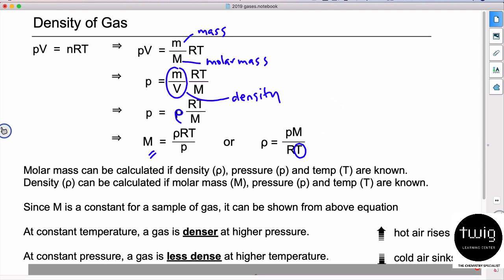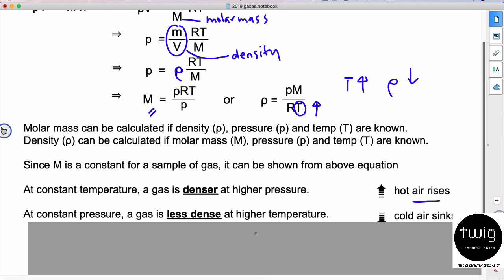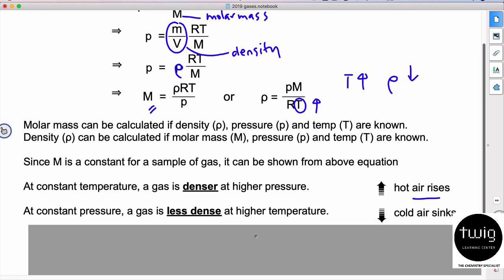All you need to know is when temperature rises, what happens to density? Density actually decreases, right? When temperature rises, density decreases. That's why we say hot air rises. When temperature rises, the density drops, and that's why the hot air will rise. The opposite is of course true. If the temperature decreases, the density will increase. Density increases, that's why cold air will sink. That's a very simple concept, because you're talking about gases.